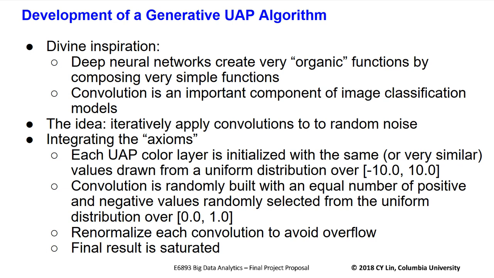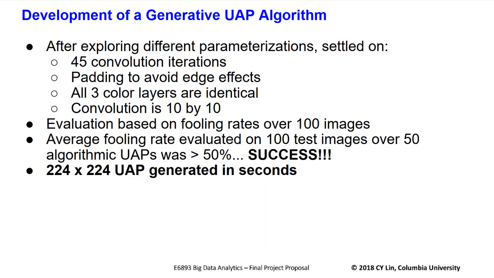So we're going to initialize each color layer exactly the same and develop a convolution layer that's balanced so that the net effect is a statistically symmetrical result at the end of the day. After playing around with a few different options, here's what I settled with. Tested it on 100 images and got an average fooling rate greater than 50%, which is awesome.